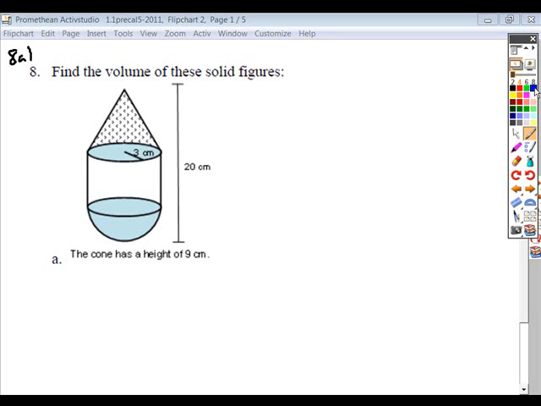It says you want to find the volume of these solid figures. So we're looking at not just each individual one, but overall, what is the total volume for this? In order to solve that, what we need to do is find the volume of each part individually.